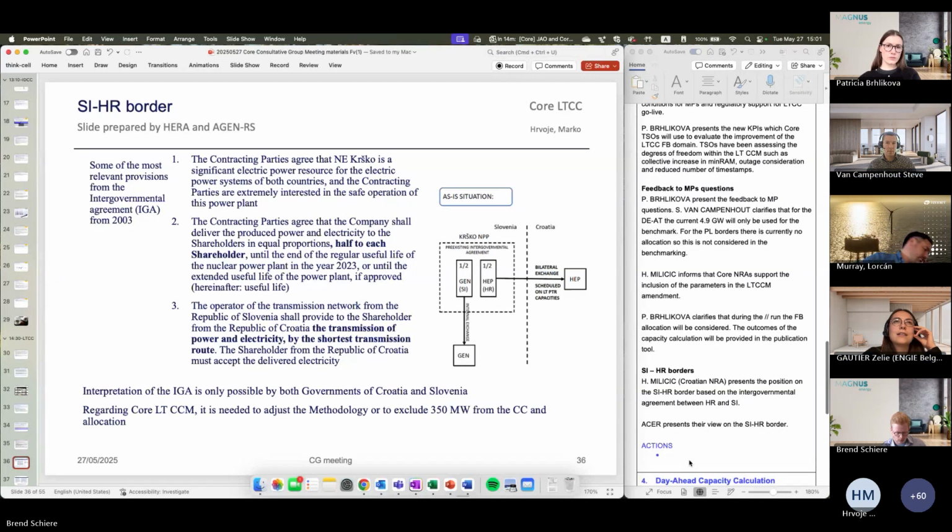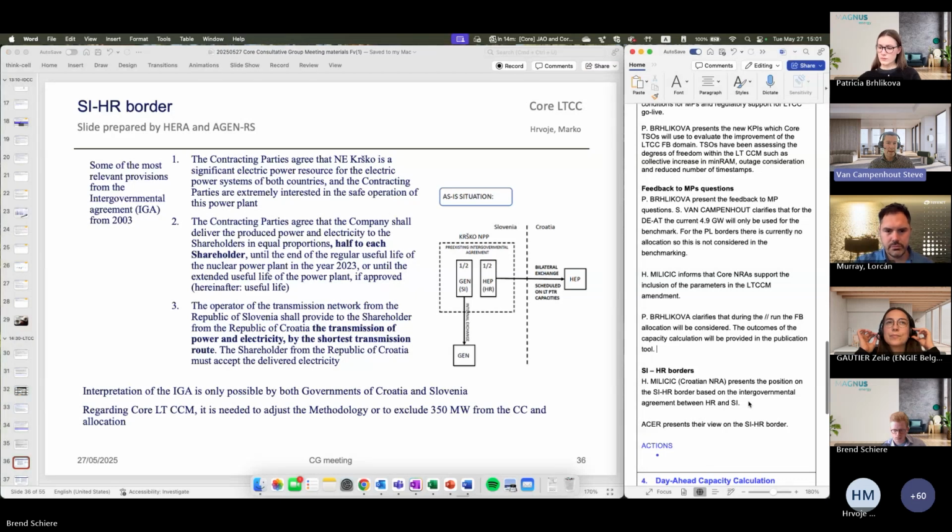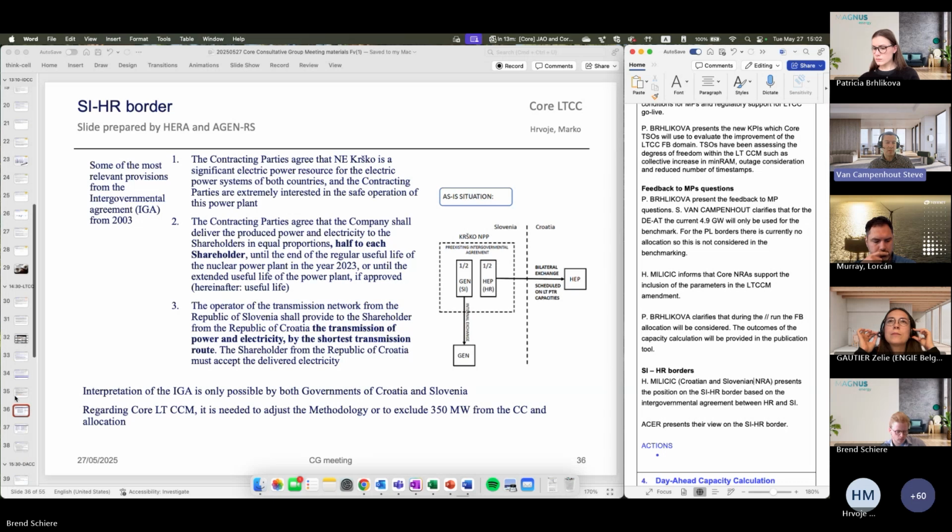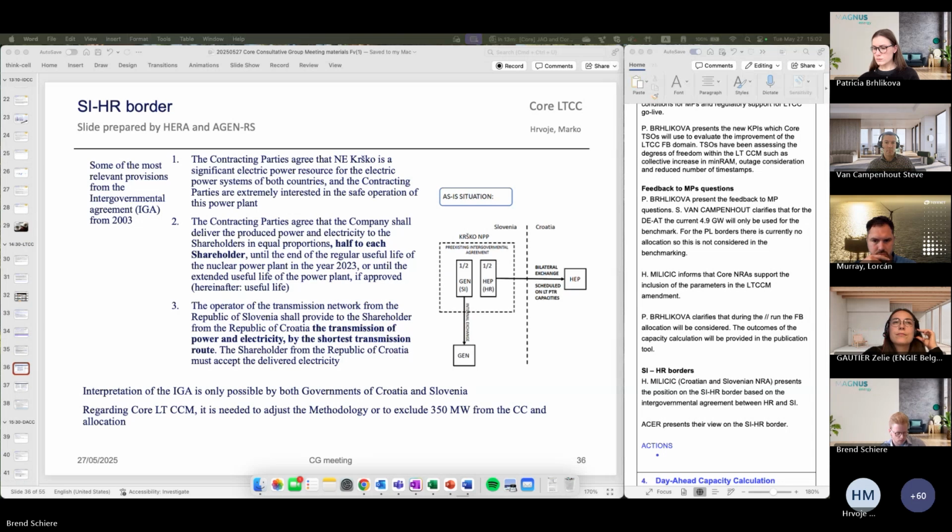And go ahead. Yes. So this is indeed on the topic of the Slovenian-Croatian border. And there are slides from the respective NRAs. And I believe there is also a slide that will be presented by ACER. So I suggest that we present both these two presentations. I think it's only 2-3 slides in total. And then if there are questions, we can take them after the two presentations. Okay. First up is Jorge and Marco.